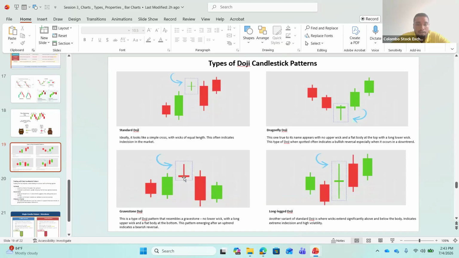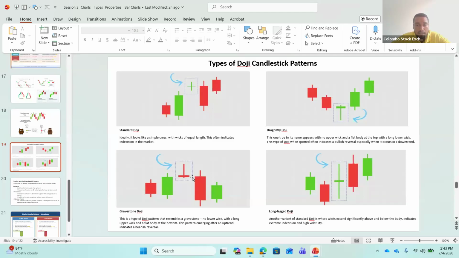And this gravestone doji almost every time happens in an uptrend. If you see this gravestone doji, that's a very strong signal that the price could go down from that point. You know what a gravestone means. It's like the death of the price movement to the upside. So if you spot this on a chart, there could be a bearish reversal, but you still have to confirm with the next candle formation.